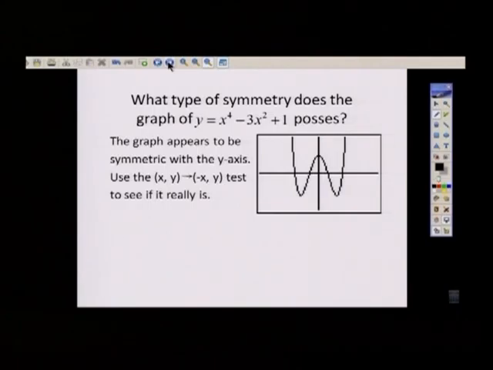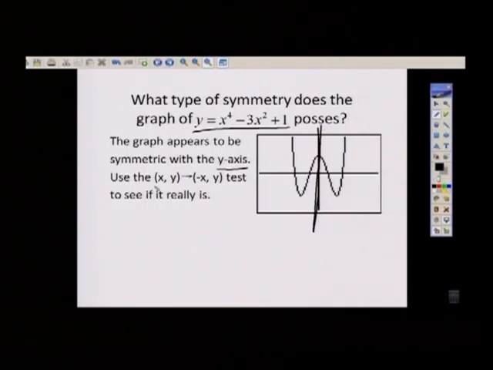Here I have a graph of the equation x to the 4th minus 3x squared plus 1. And it wants to know what type of symmetry this graph, if any, possesses. And the graph appears to be symmetric with the y-axis. It looks like I could fold it right on the y-axis, and the two sides would match.